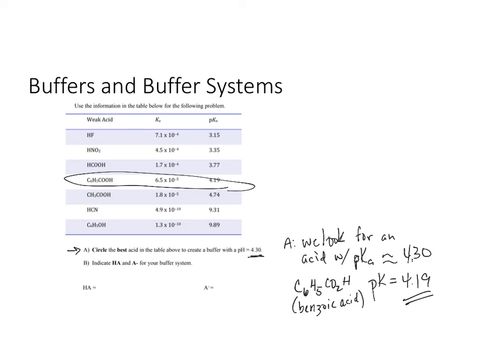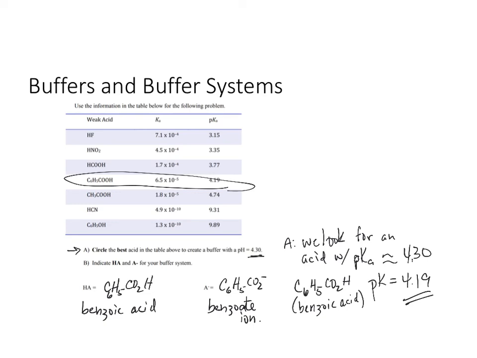Because we want a slightly higher pH, we'd have a little more base than we had the weak acid. So here HA is going to be C6H5CO2H. What's the conjugate base of that? Well, let's pull off a proton: C6H5CO2 minus. This is benzoic acid, and this is the benzoate ion.